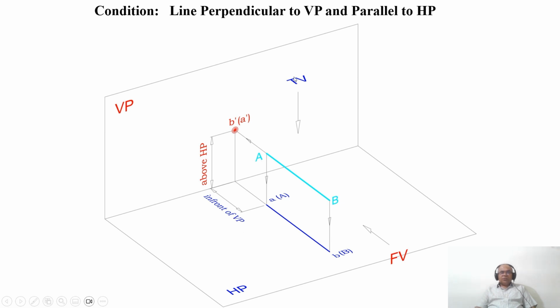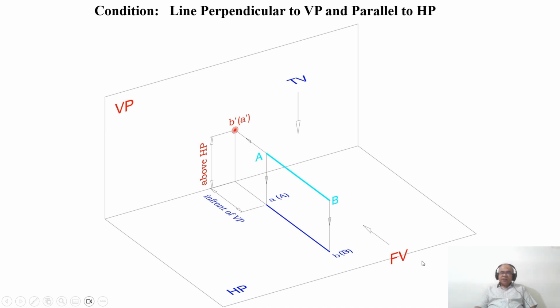When you look from the top view, point A is in front of VP, so that image is going to fall on HP. That is why you have it in front of VP here. So now this is the line perpendicular to VP and parallel to HP. Since it is parallel to HP, I can see the true length in HP. Where is HP? HP is here. So you can see capital A and capital B. When the line is parallel to HP, you can see the true length in HP.